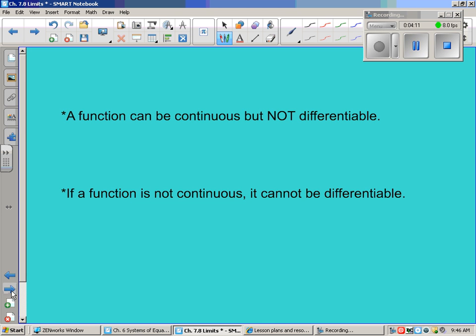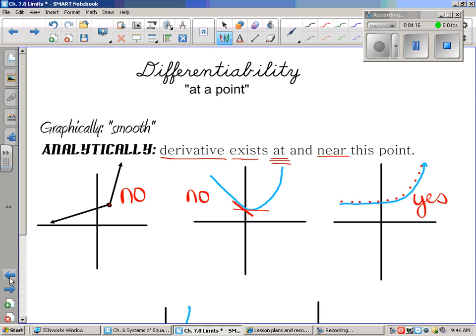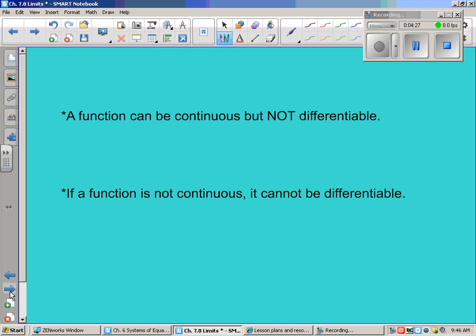Now, a function can be continuous. Much like you see in this first graph here, it is in fact continuous, but it is not differentiable at all because of that jagged edge. It's not smooth. If a function is not continuous, then it cannot be differentiable. If there's any break, then the function as a whole is not differentiable. Because of that break, it's not differentiable.